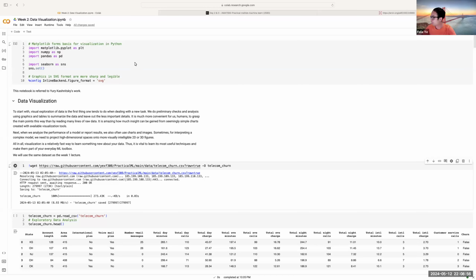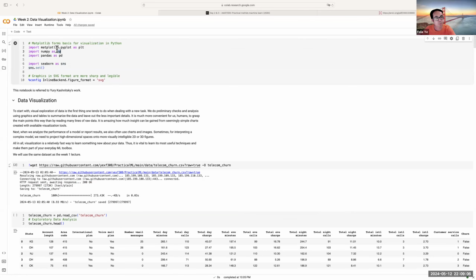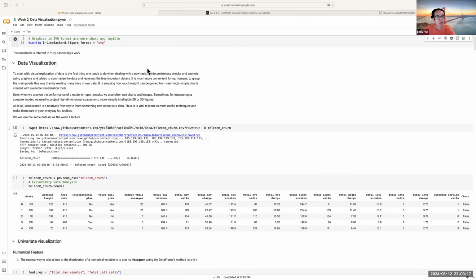Okay, so in this lecture, we will talk about how to process the data with data visualization. In this talk, we'll talk about the matplotlib library and seaborn. These are the two main methods to work on data visualization.